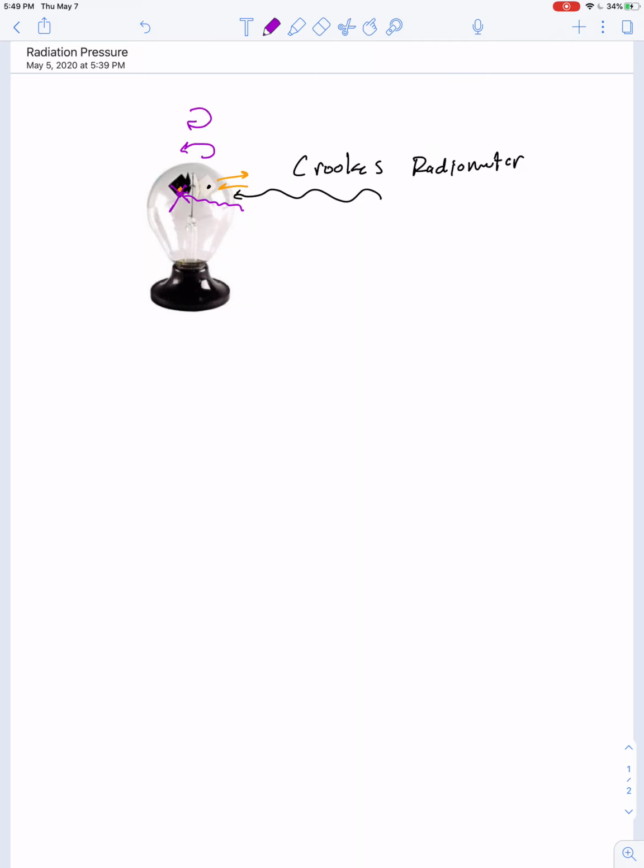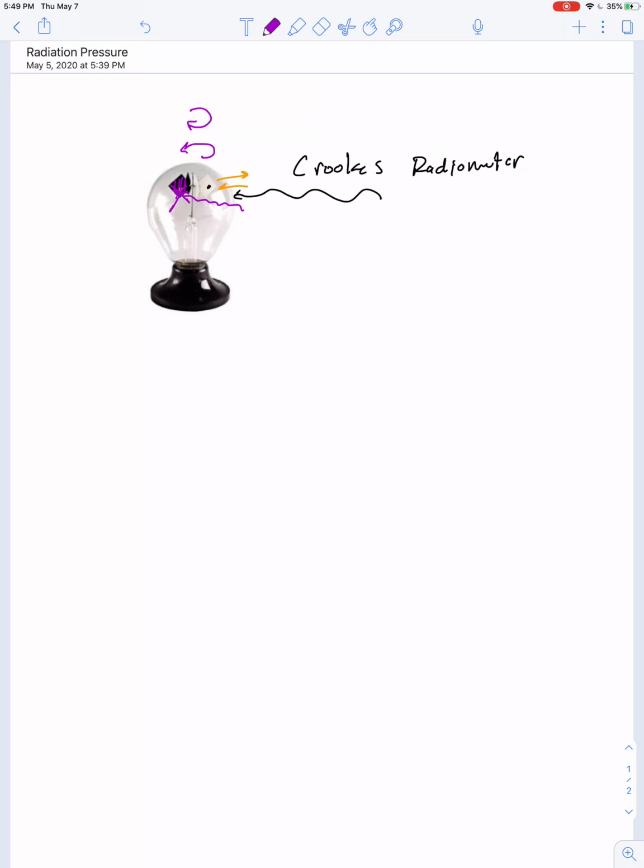And that has to do with the fact that the black side, because it absorbs the radiation, heats up, the air around it expands, and by Newton's third law, if the black vanes push backwards on the air, then the air pushes forward on the black vane and it rotates in that direction.